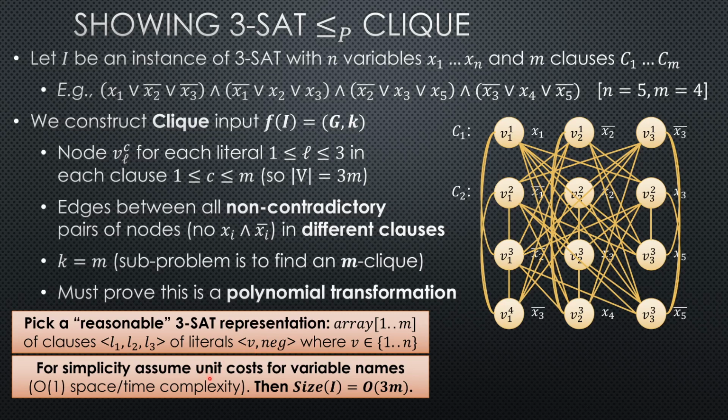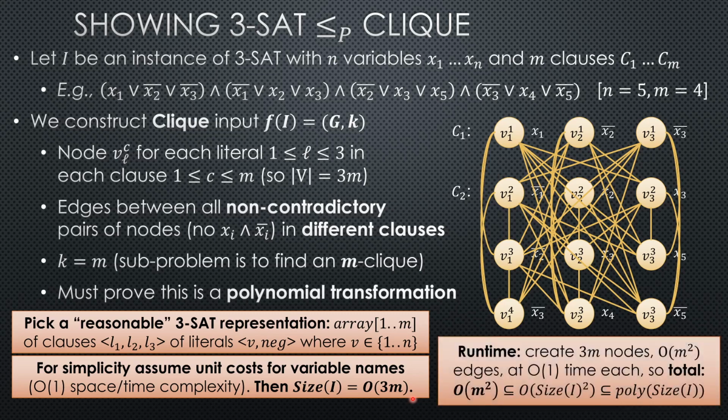Okay, but assuming unit costs, the size of this input is actually just order 3m, because we have m slots for the array, 3 literals in each. Each literal is a constant number of bits under this unit cost assumption, so it's order 3m bits to write down the input. Okay, so what's the runtime? Well, think about how we would actually construct this graph instance. Let's say we would use an adjacency matrix representation. So we would have to construct an adjacency matrix.